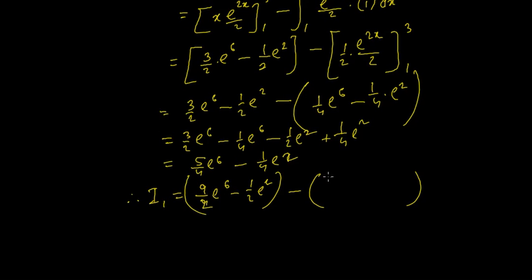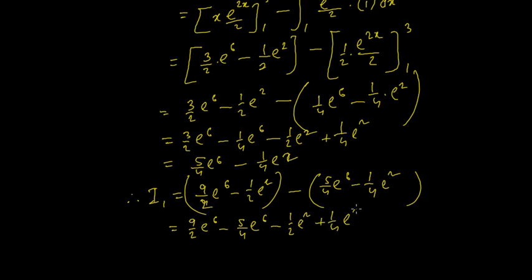I2 is this one, 5 by 4 e to the power 6 minus 1 by 4 e to the power 2. See what I'm talking about? If you have done it in one line instead of I1 and I2, then it would have been very messy. It's a bad idea. You have to follow good habits. 9 by 2 e to the power 6, then minus, let's bring all the e to the power 6 together, 5 by 4 e to the power 6 minus 1 by 2 e to the power 2, minus and minus is plus 1 by 4 e to the power 2.